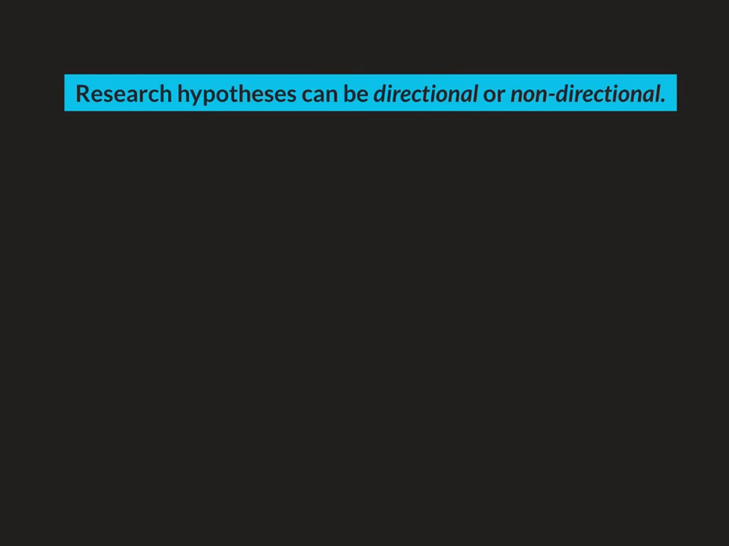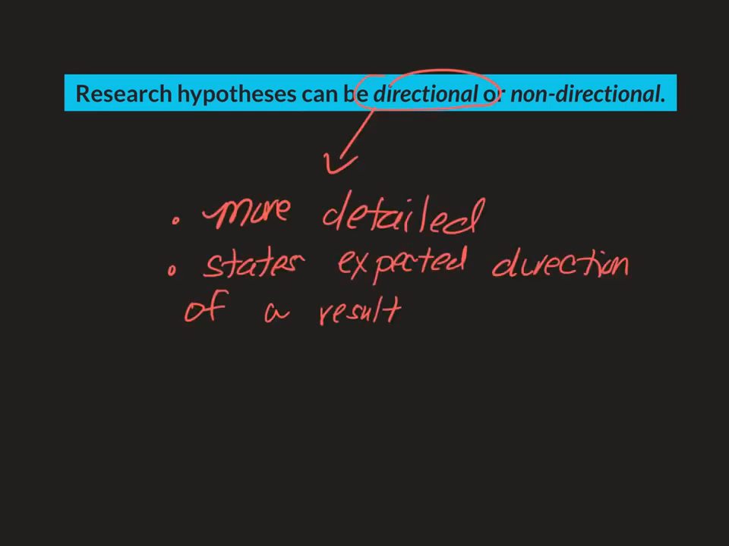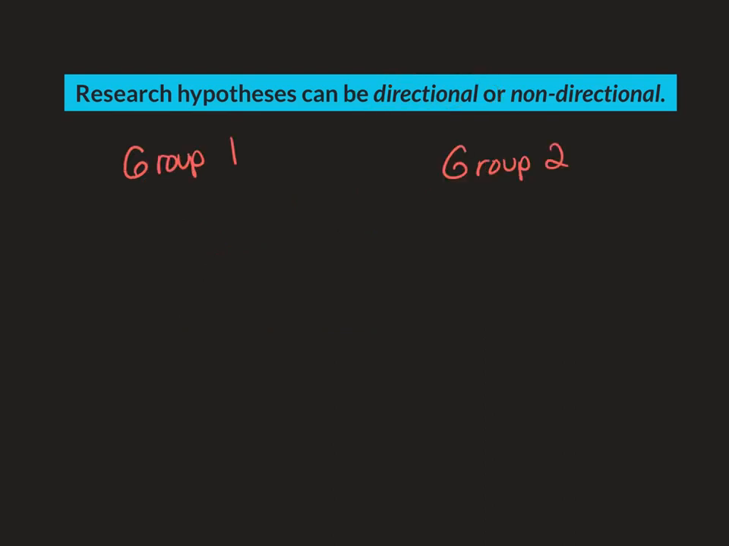A directional hypothesis is one in which the direction of the result is stated. For example, if I'm comparing two groups, let's call them group 1 and group 2, and I hypothesize that the mean of group 1 will be higher than the mean of group 2, I'm positing the direction, that 1 will be higher and group 2 will be lower. It's also a directional hypothesis if I hypothesize that the mean of group 1 will be lower than the mean of group 2, because here I'm saying group 1 will be lower and group 2 will be higher.